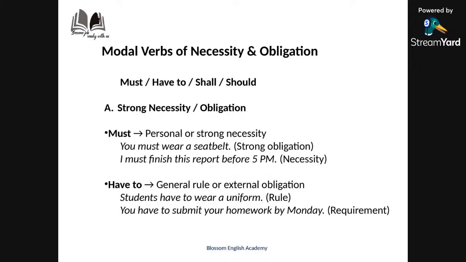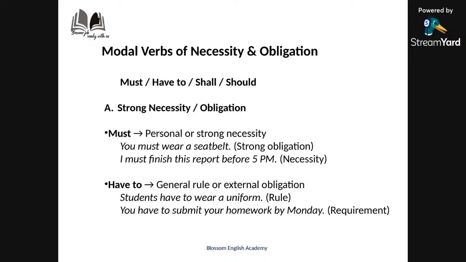For example, you must wear a seatbelt. Again, traffic rules. I must finish this report before 5 p.m. If that person doesn't finish the report, then she will have to answer to the boss. Okay, these are the places where you use must, where the rules are pretty strong and you cannot shake them.